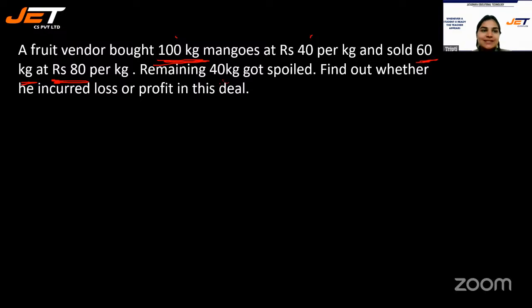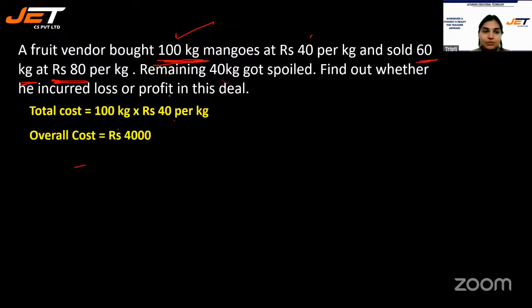Okay, so let's see how to do such kind of question. Total cost, like how much did he spend to buy 100 kilograms of mangoes, is 100 kilograms times 40 per kg, because 1 kg is for 40 rupees. So 100 kgs will be 100 times 40, which is equal to 4,000. That's what he spent in buying 100 kilograms of mangoes.